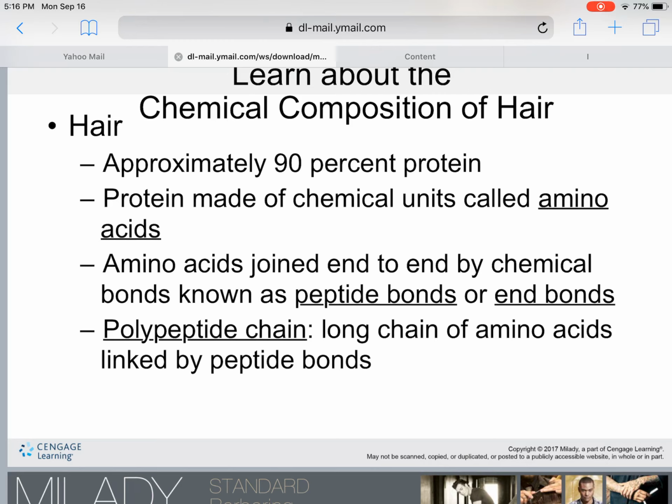Now, amino acids are joined end to end by chemical bonds known as peptide or end bonds. If you look at figures 10.5 and 10.6, they go over the polypeptide chains and the side bonds between the chains. In those, you can see the end bonds. A polypeptide chain is a long chain of amino acids linked by peptide bonds. If you have a polypeptide chain, it may intertwine to create a coil of protein, and this is called a helix.